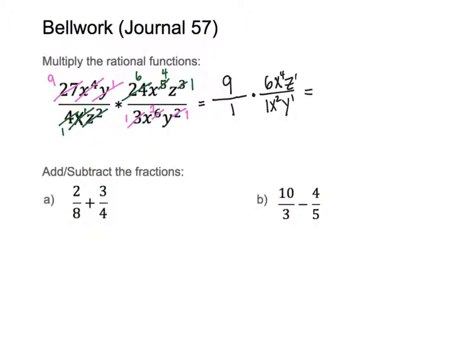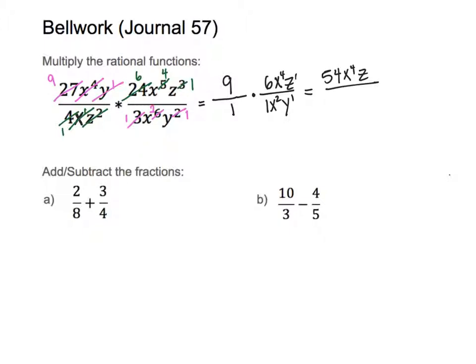And now when I look at this here, it's going to be a lot easier to multiply, like 9 times 6, if I multiply this straight across. 9 times 6 gives me 54, x to the fourth, z to the first power. So I don't have to write that 1 if this is z to the first power. That's redundant. So that's the top.